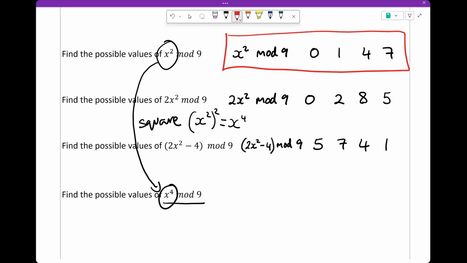And in terms of which rule we're using of congruence relations, well, if A is congruent to B mod n, we can raise both sides to the same positive integer power. So therefore, we can square both sides. So A squared will be congruent to B squared mod n. So let's go through and do that. So let's create a row that's going to be titled x to the power of 4 mod 9, which are going to be my answers. And we're going to go to the remainders for x squared and square them.